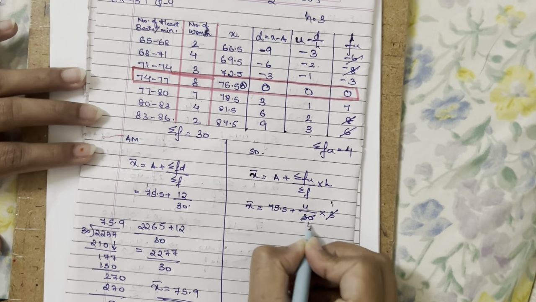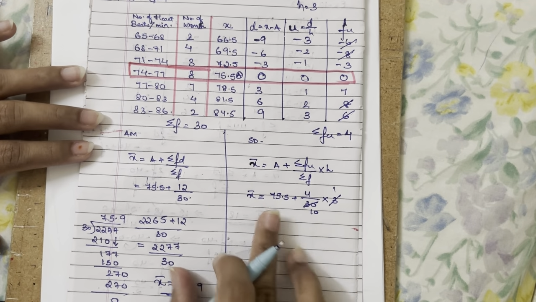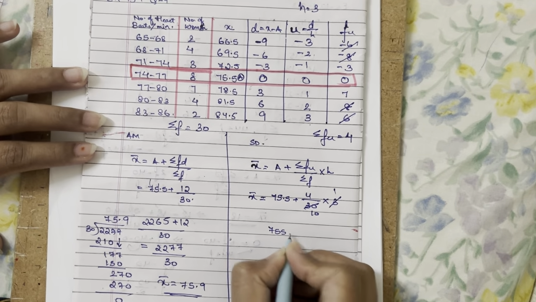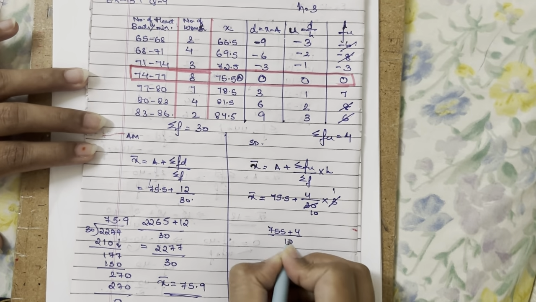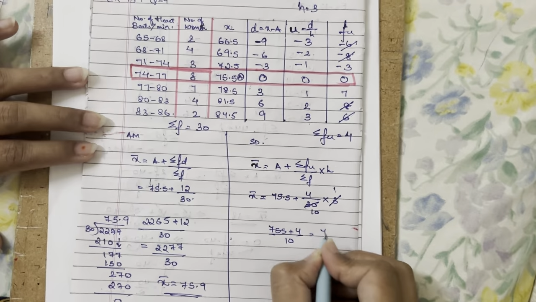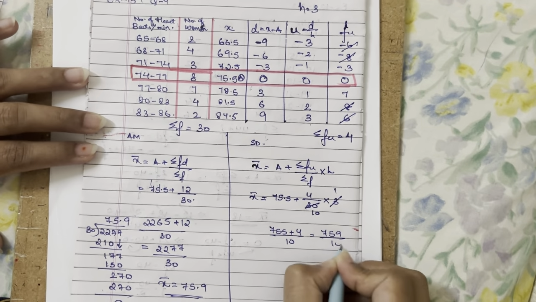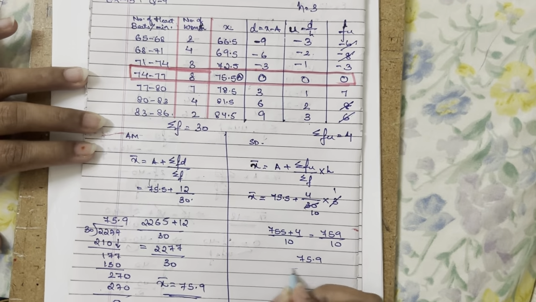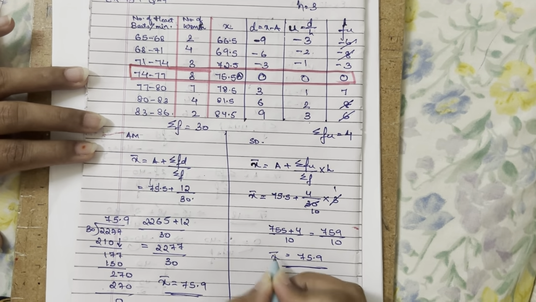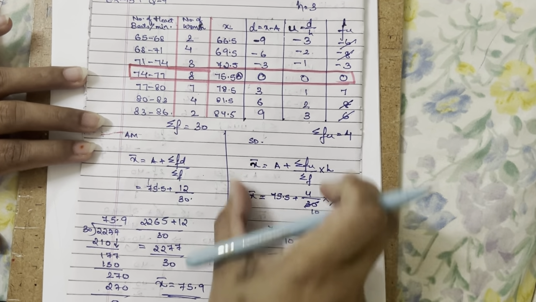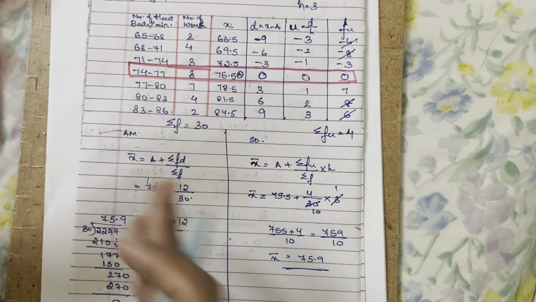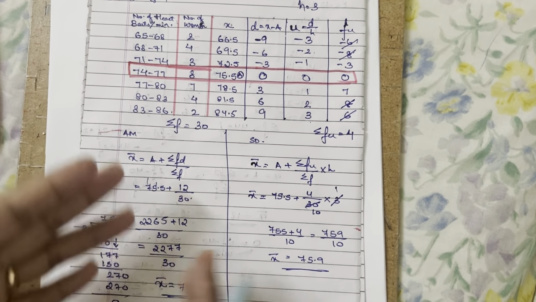3 1 times 10 times. Now this becomes easy because there was a decimal here. It becomes 755 plus 4 divided by 10. That becomes how much? 759 divided by 10. Remove the 0 from here, it becomes 75.9. Because we wanted to do this calculation easily and skip the division part, that's why we chose the step deviation method. Either method you choose, you're going to get the exact same answer.